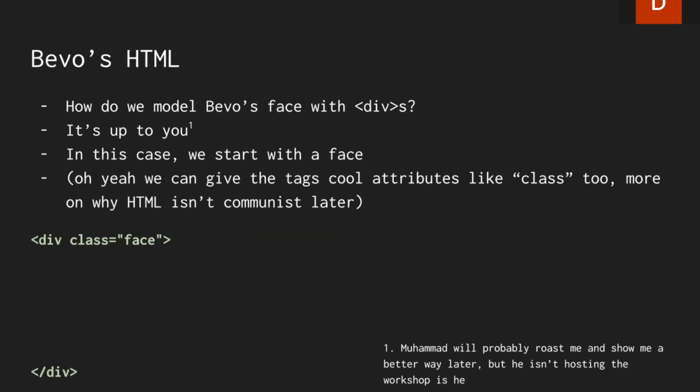So we're going to be modeling Bevo's face with HTML, and this is going to require a lot of divs. A div is the most basic HTML tag you can get. It's completely vanilla, nothing comes with it. So we'll start with the face, and we'll do div class equals face. And that class is just an attribute that we can use later with the CSS to determine what a face is. So if you type that in the HTML on your CodePen, you should see absolutely nothing appear. Y'all get that? Yep, got my nothing. Awesome.